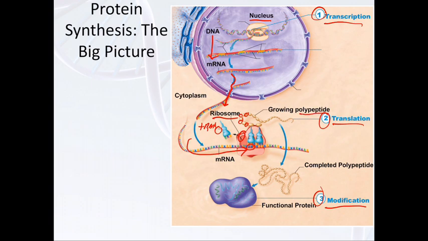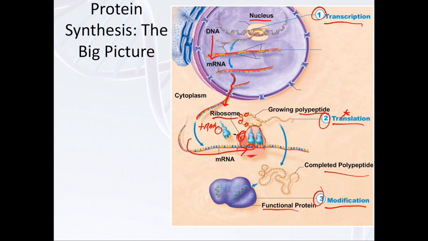Okay, and then lastly, once that polypeptide is created, it can go out of the rough ER where it had the ribosomes into the Golgi apparatus. And the Golgi apparatus has a job of modifying and putting any finishing touches on the protein and making it finally a functional protein. Okay, so that's the overview.